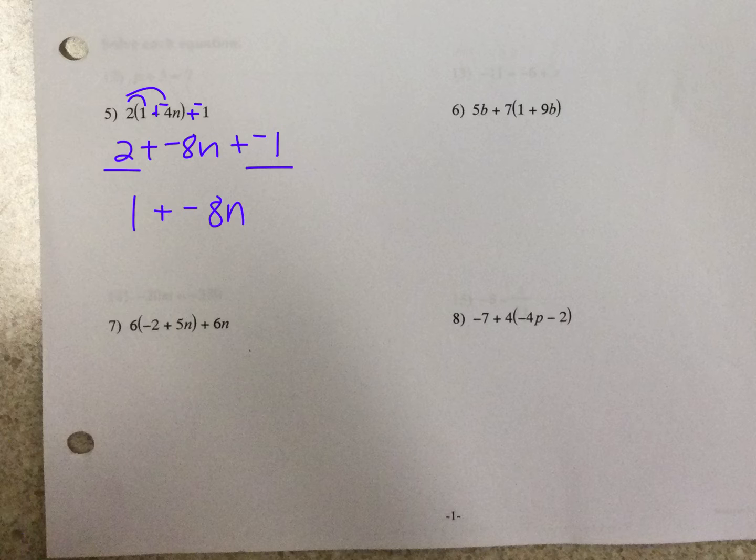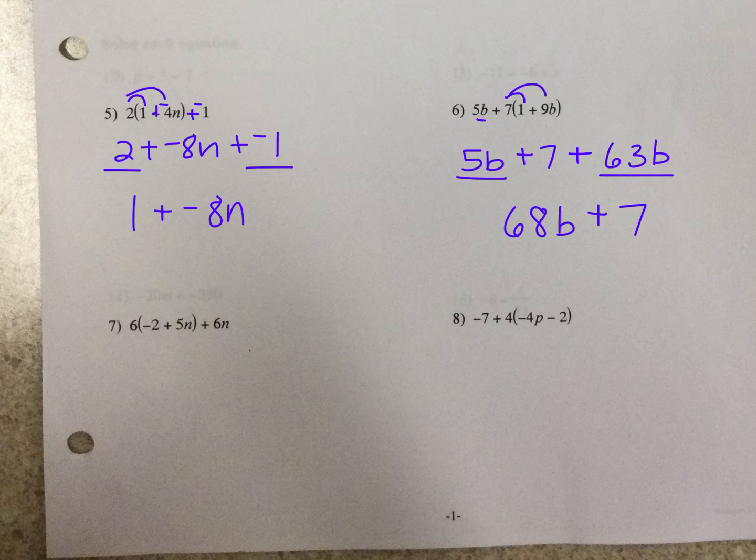This one, it has a 5b in the very front, and I'm going to copy it down, and then I have to distribute the 7. I'll only distribute what's touching the parenthesis and then what's inside it. So 7 times 1 is 7. 7 times 9b is 63b. Now, I got a 5b and a 63b that can go together. They make 68b plus, I just copy down my 7, and I can't do anything else. Can't put anything else together.